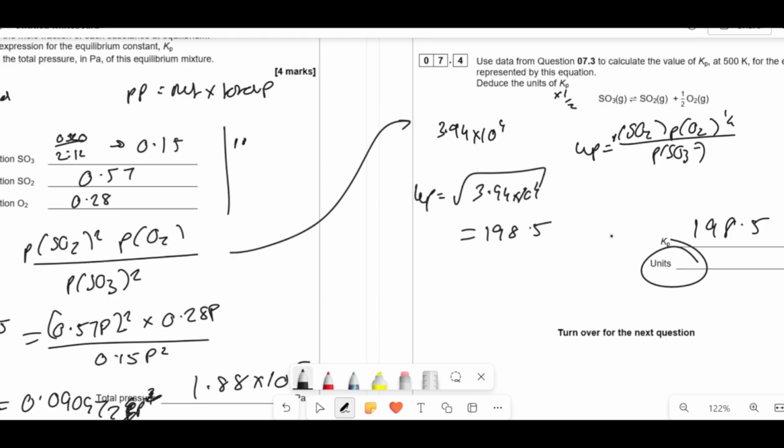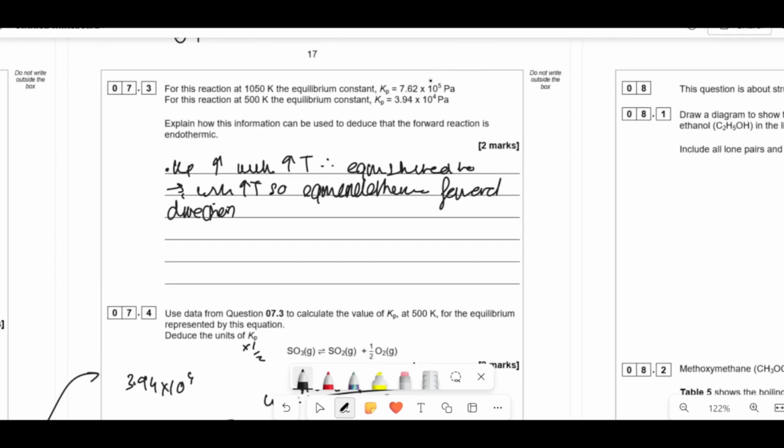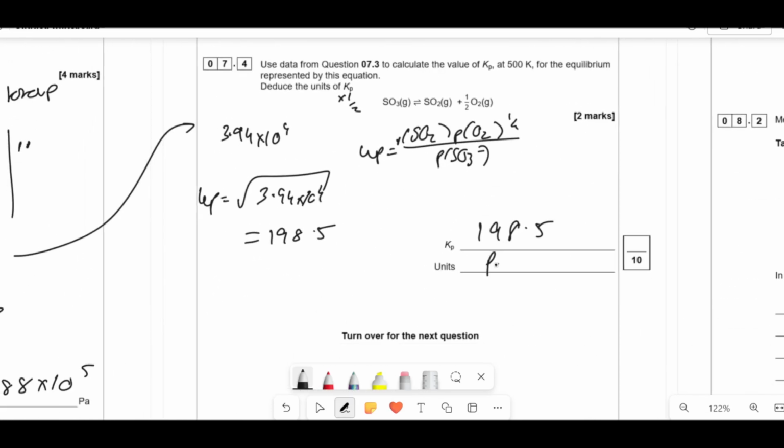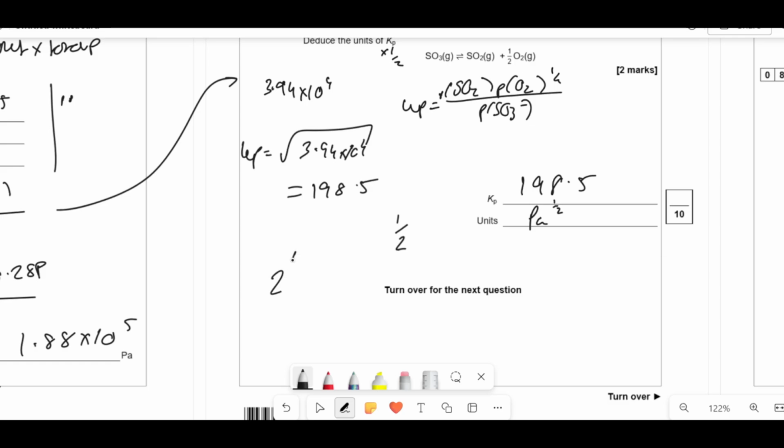So the units of the first one they've told you was pascals. We've square rooted it, so it's going to be Pa to the half. There you go. Square rooting is putting the indices to a half, so if you see that, it means square root. If I do 2 to the half, that's the same as saying the square root of 2. If you ever have a negative, it means 1 over whatever it is. So 2 to the minus 1 is 1 over 2. So if I do 2 to the minus half, it's going to be 1 over the square root of 2.